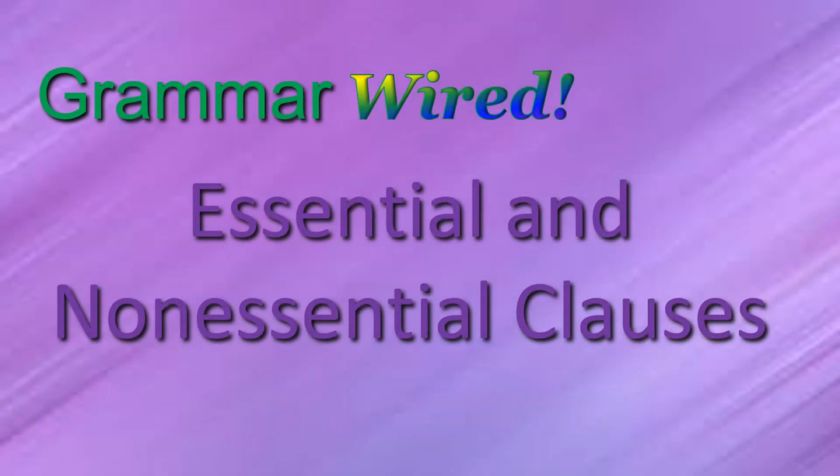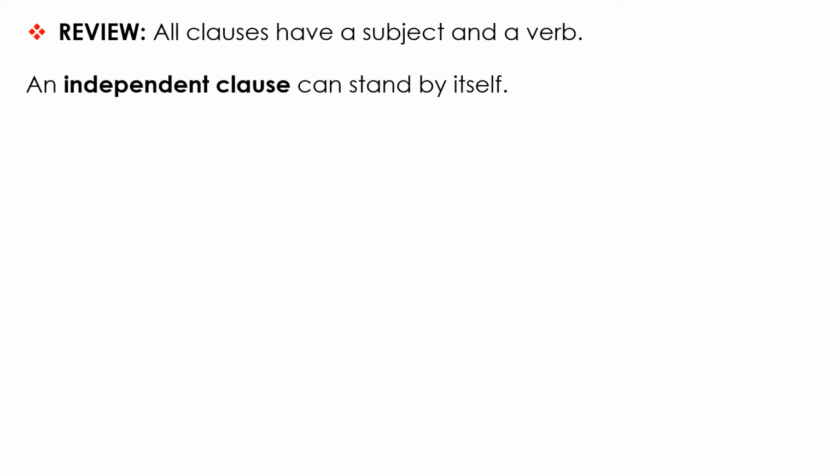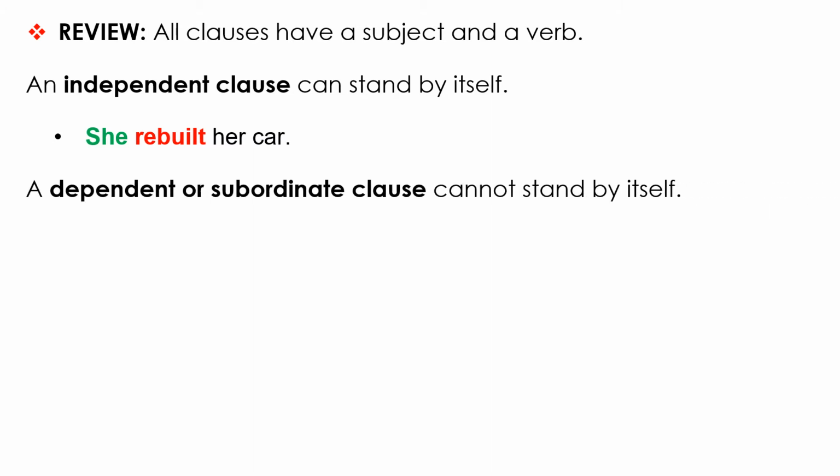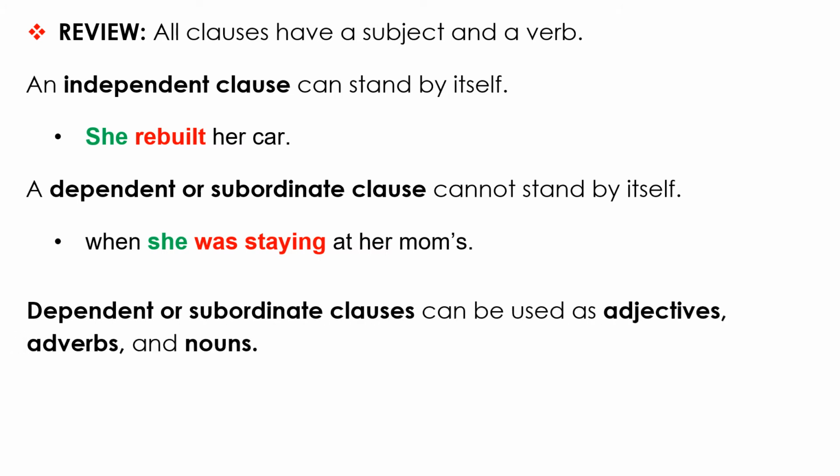Essential and non-essential clauses. Let's do a quick review. All clauses have a subject and a verb. An independent clause can stand by itself. She rebuilt her car. A dependent or subordinate clause cannot stand by itself. When she was staying at her mom's. Dependent or subordinate clauses can be used as adjectives, adverbs, and nouns.